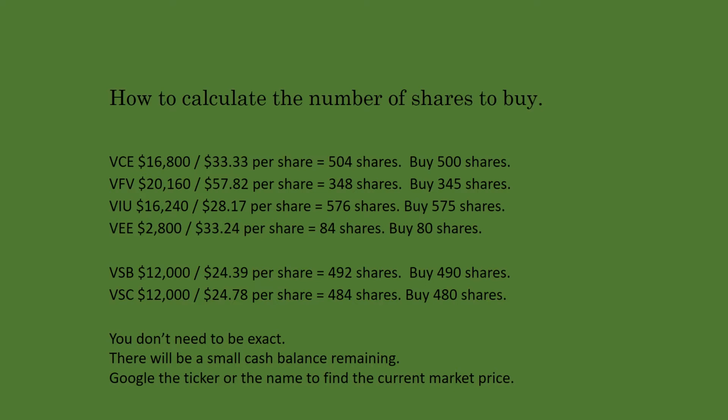I'll fast forward to VSB. VSB currently trades at $24.39 per share, so $12,000 divided by 24.39 equals 492 shares. Round down to 490 and buy them. You buy the shares through your online or discount broker. To place the buys, you would call them, or better yet, enter the trade yourself online. My discount broker charges $10 per trade, so a $60 one-time charge to get this done. They will help you through the process if you ask.